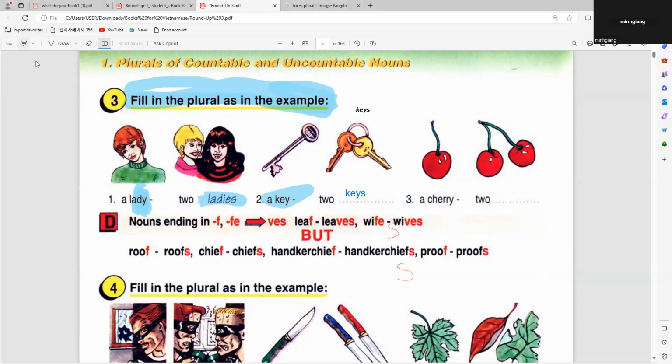Okay, so let's have number three. A cherry. What is your answer? Look at a cherry. What's your answer? You will add S, cherries, or you will just change spelling Y into I and add ES. What is the correct spelling of cherries now? Please type your answer in our chat box, okay?